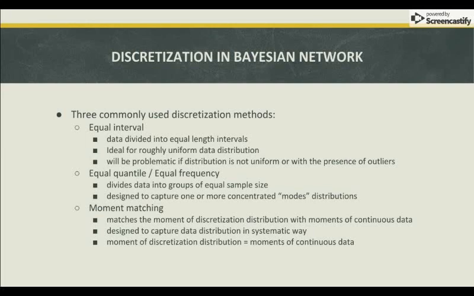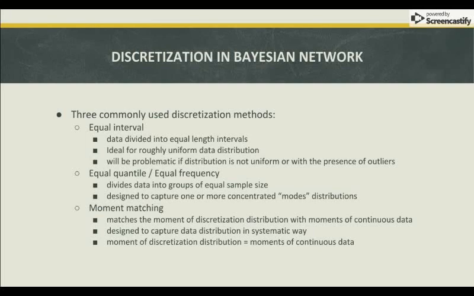It is fine for roughly uniform data distribution, but it will be problematic if the distribution is not uniform or with the presence of outliers. Besides that, equal quantile divides data into groups of equal sample size, and it is designed to capture one or more concentrated modes of distribution. For moment matching, it matches the moments of the discretization distribution with the moments of the continuous data. It is designed to capture data distribution in a systematic way.